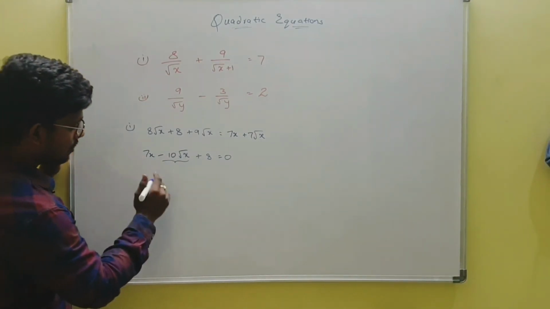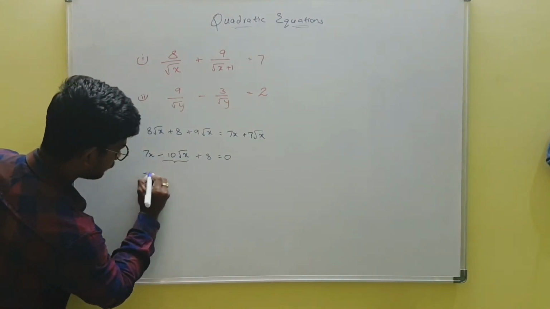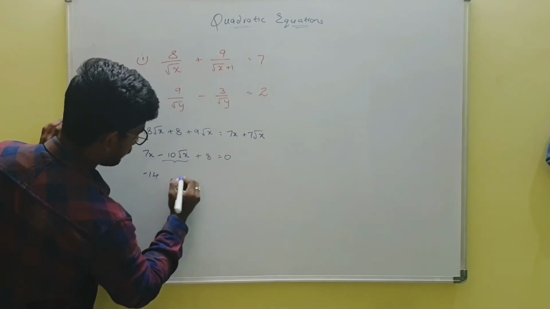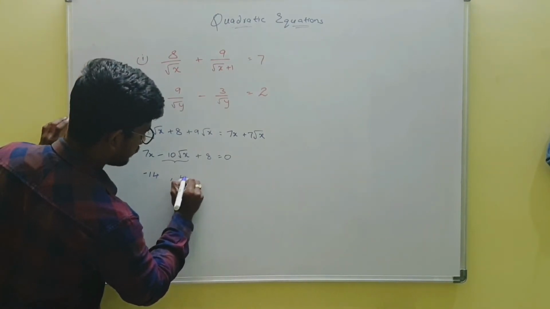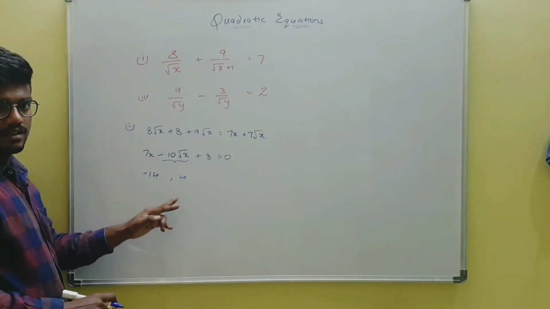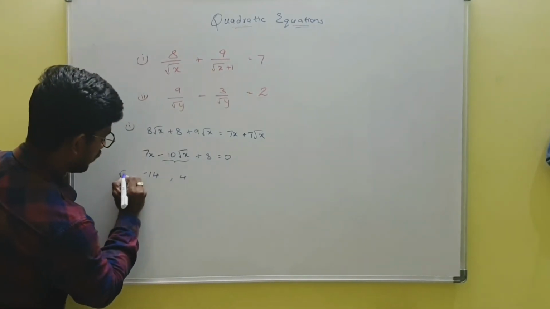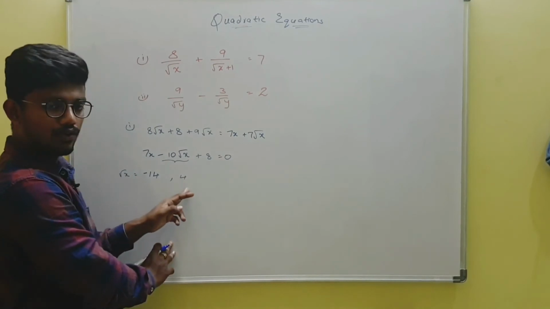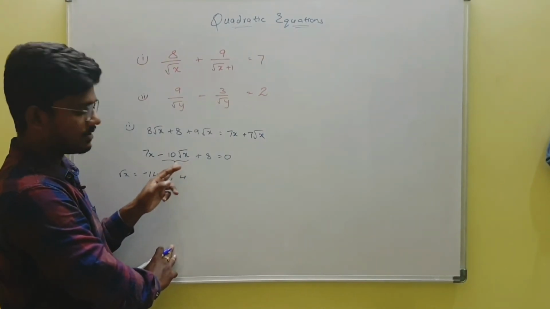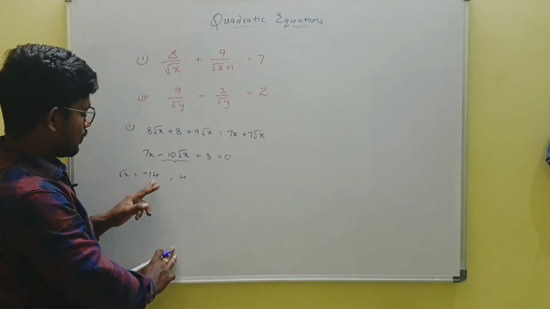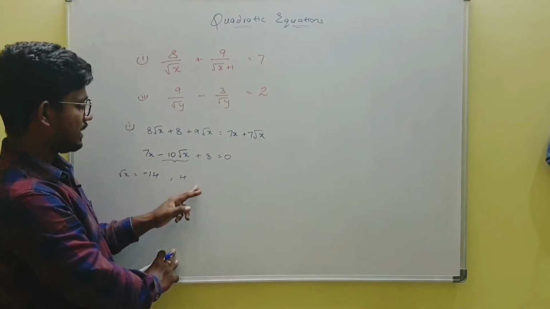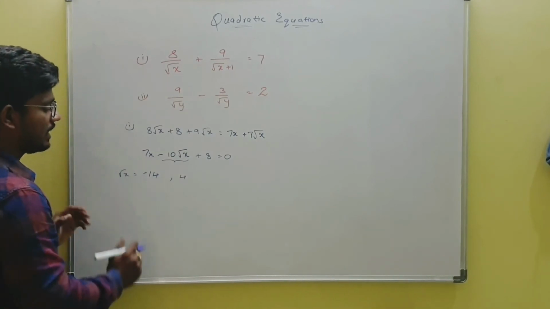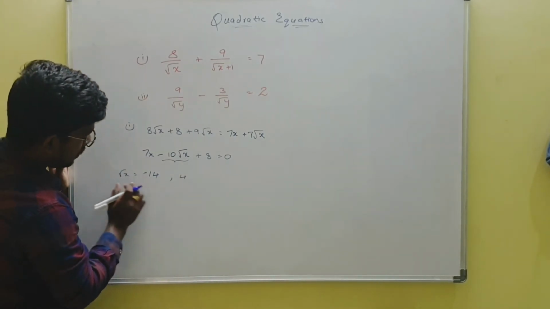So I will take minus 14 root x and plus 4 root x. See, minus 14 root x plus 4 root x is equal to minus 10 root x, and the product of minus 14 root x into 4 root x is equal to 56x. Hence the two conditions are satisfied here. So these are the roots of root x.